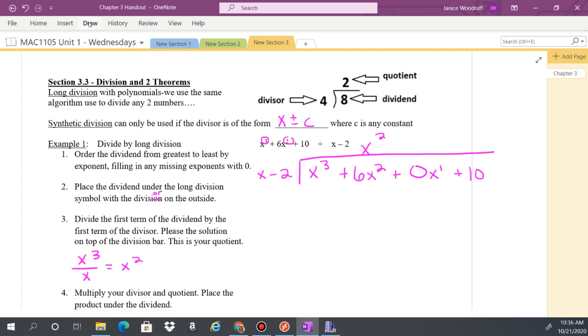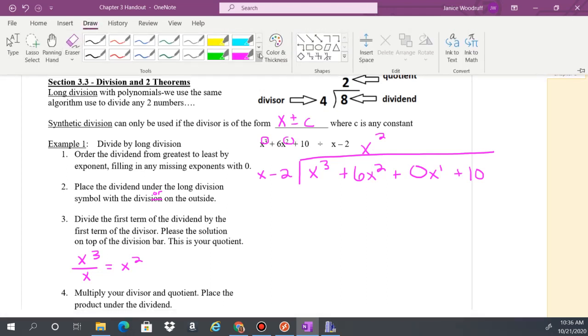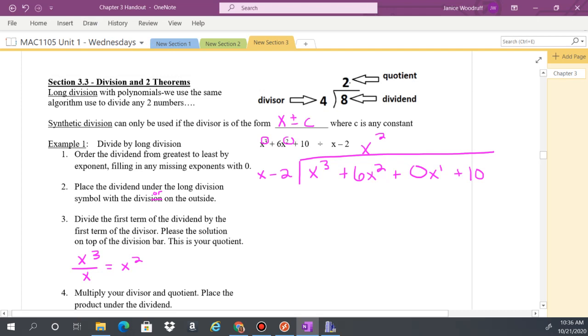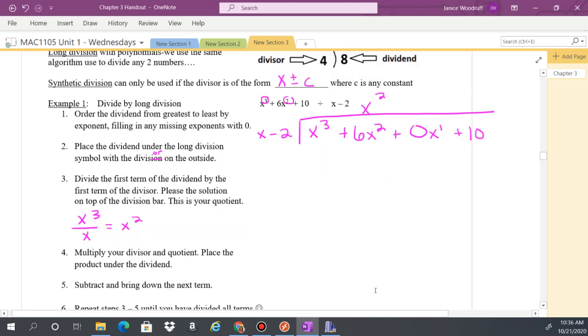Okay, then when you're doing long division, what you typically do is take the quotient and multiply it by the divisor. That's step 4. So I'm going to do x squared times x minus 2. Basically I'm distributing, which gives us x cubed. I'm going to put it underneath the dividend. And then x squared times negative 2 will give us a negative 2x squared.